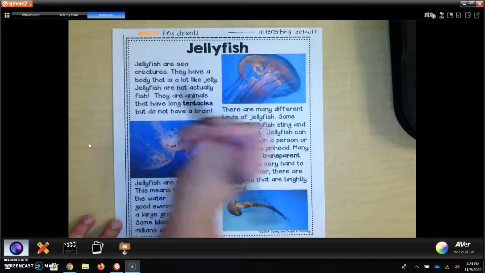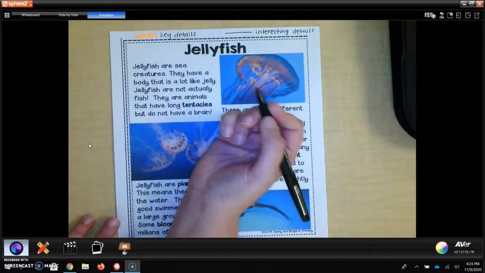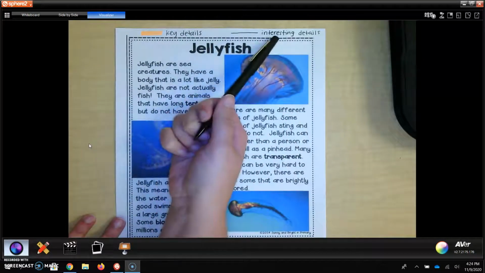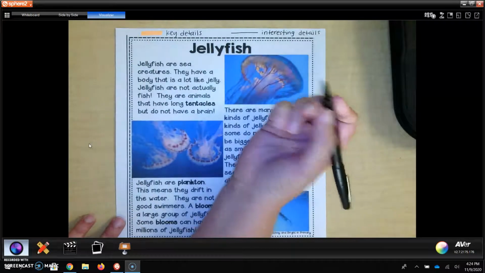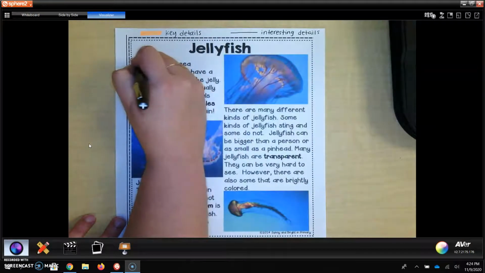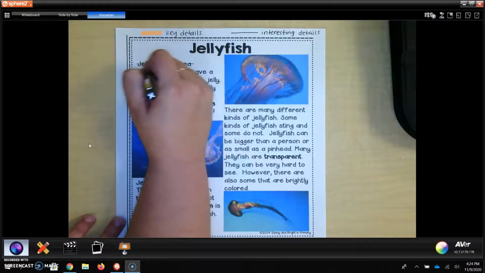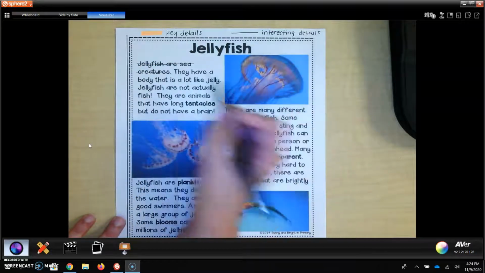Jellyfish are sea creatures. And I'm going to do this sentence by sentence. So jellyfish are sea creatures. I would say that's an interesting detail because we know that jellyfish are sea creatures. We know that jellyfish live in the ocean. They don't live on land. So I'm just going to cross that out. That's not super important for me to learn when learning about jellyfish. I know they're sea creatures.